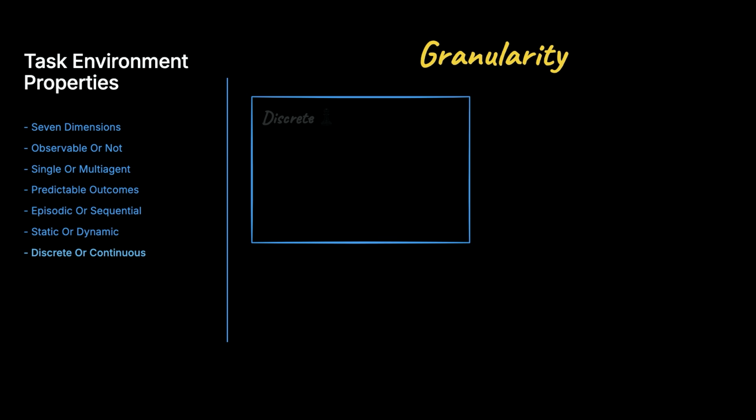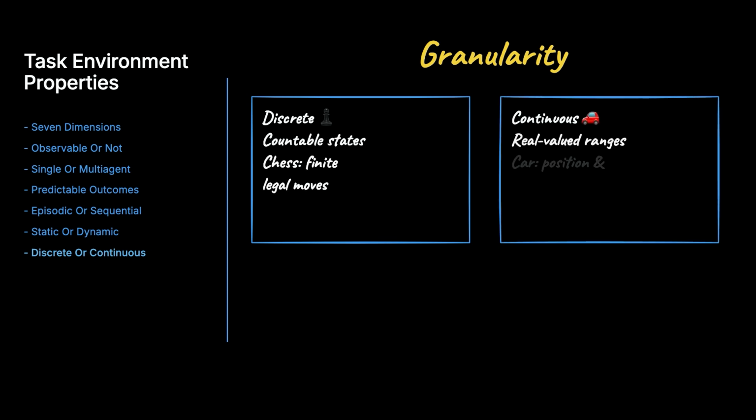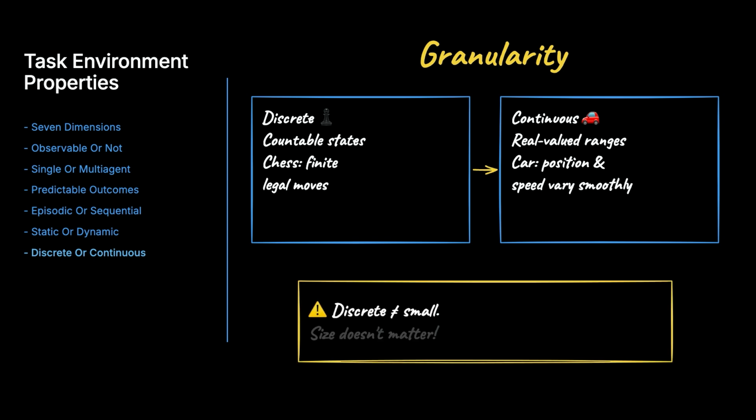The sixth dimension is granularity. A discrete world has a countable number of distinct states, percepts, and actions, like chess with its finite list of legal moves. A continuous world varies smoothly over real valued ranges, like a car whose position and speed change without distinct steps. Be careful. Discrete has nothing to do with size.